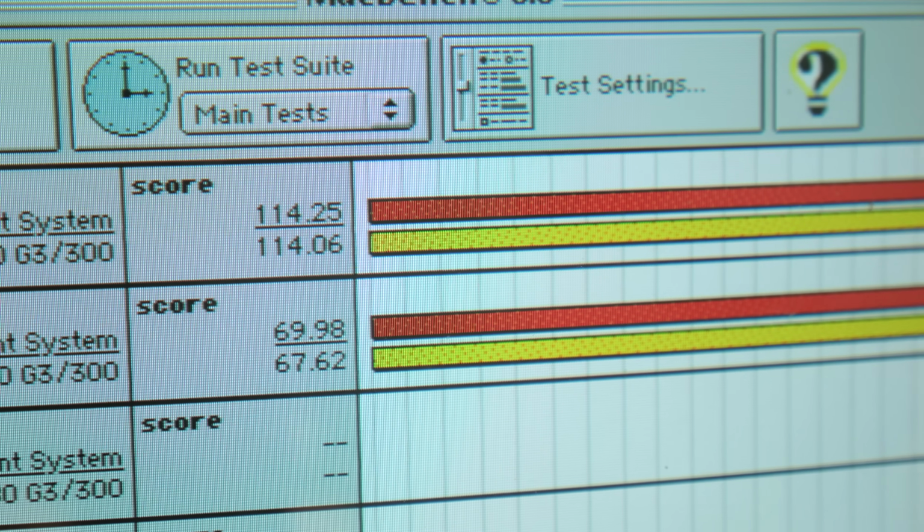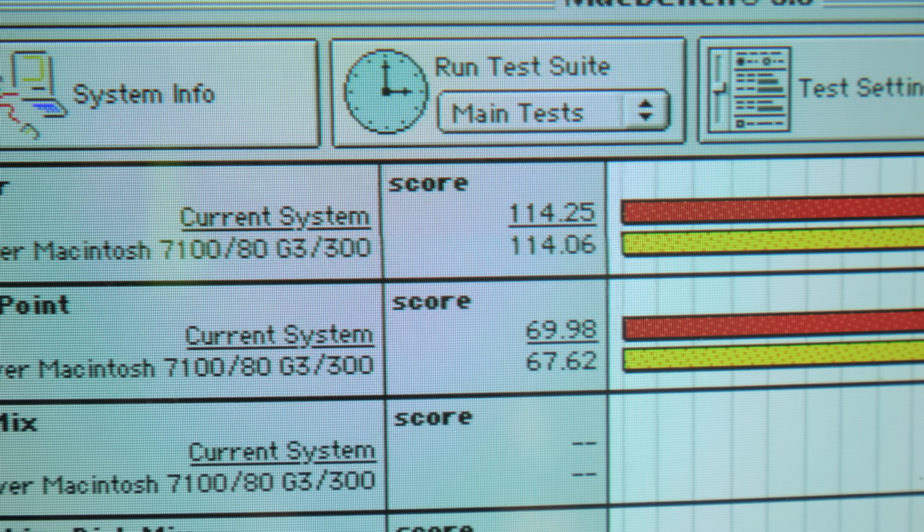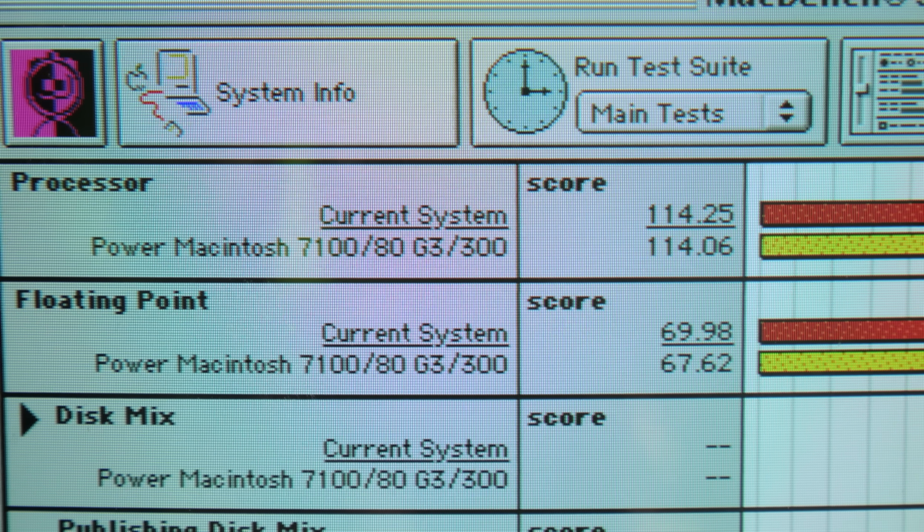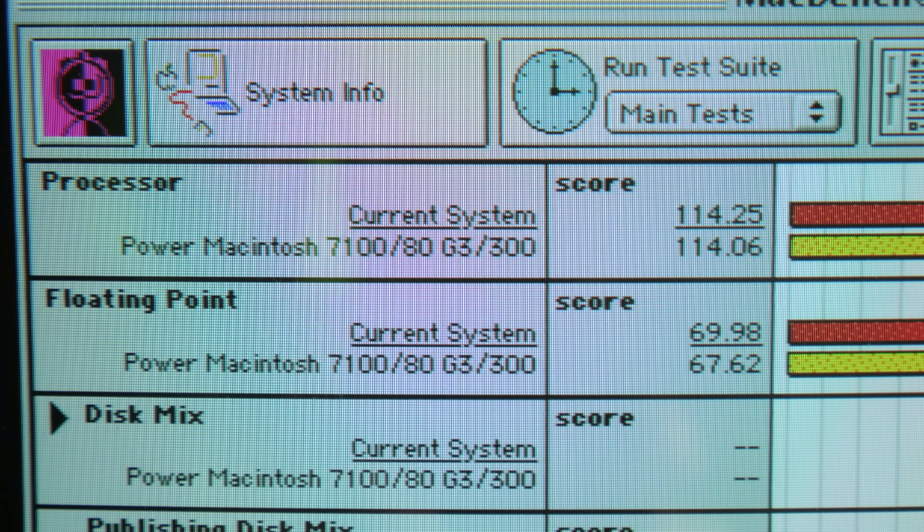Turns out, no, it doesn't make a difference, really. MacBench 3 is already PowerPC native and doesn't seem to rely on the OS when performing its tests.